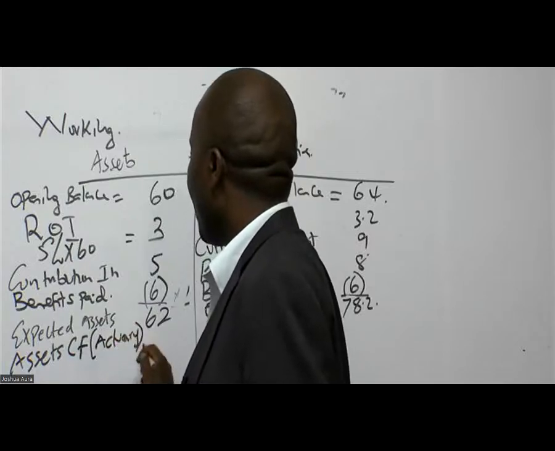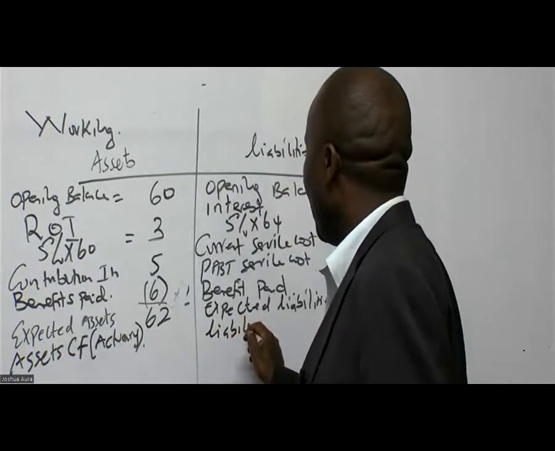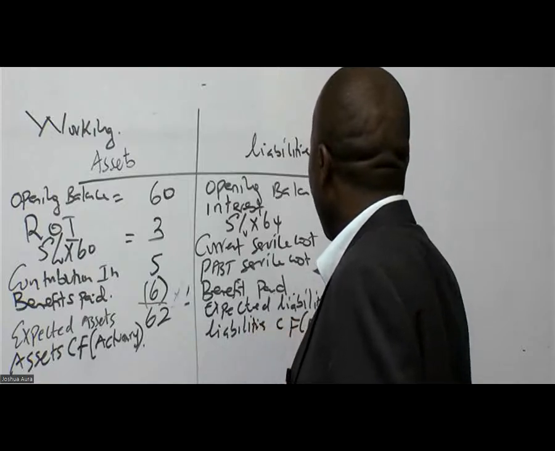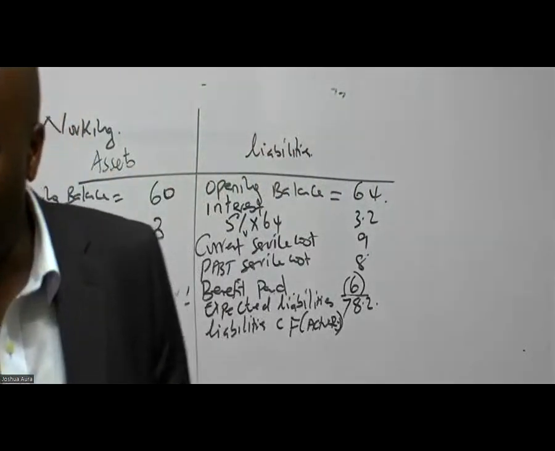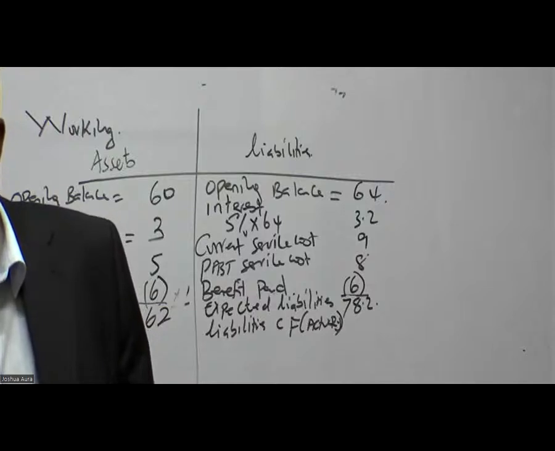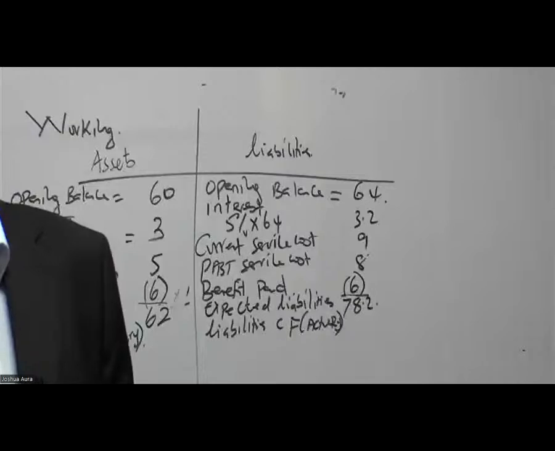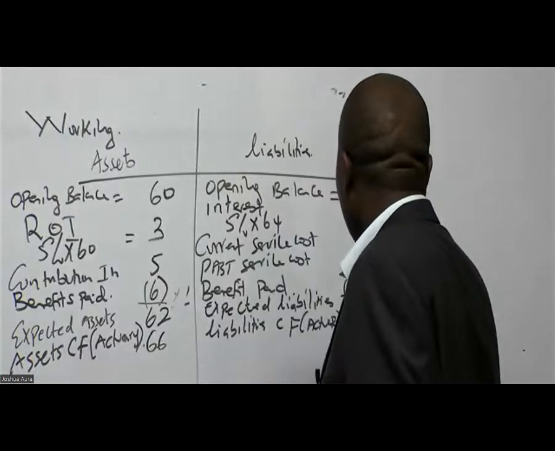Assets carried forward. And remember, these assets carried forward must be given to you by the actuary. And also we have here liabilities carried forward. These must be given to you by the actuary, right? So you can see the plan assets here were what here? 66. And the other one 75. So 66 and 75.